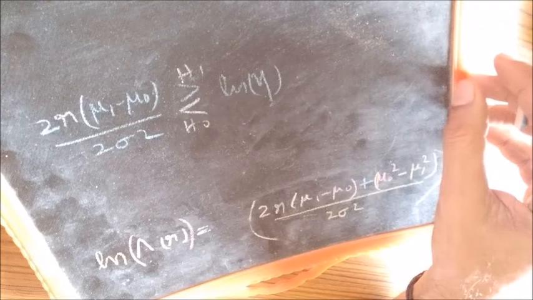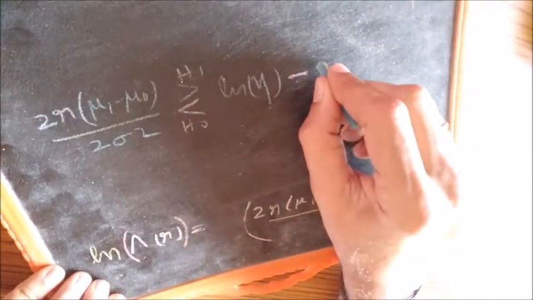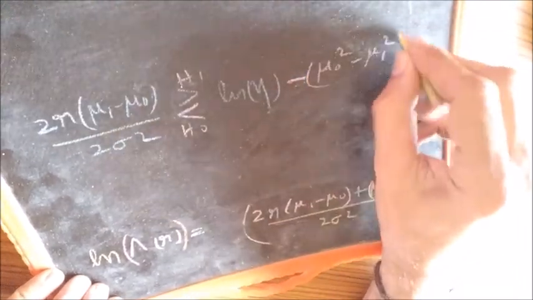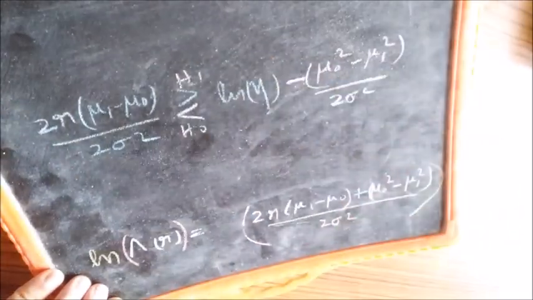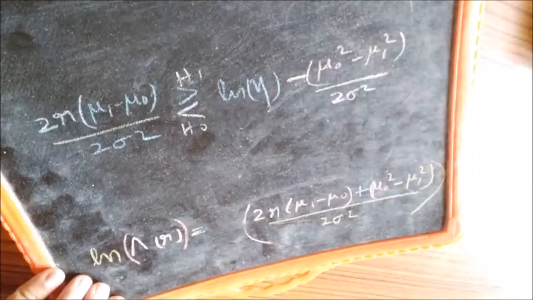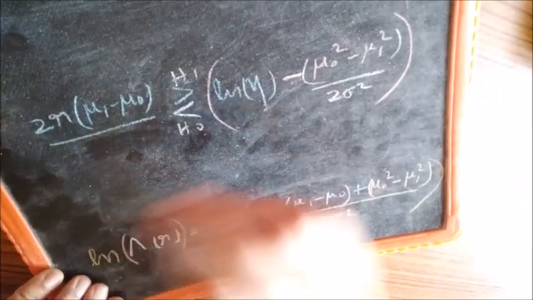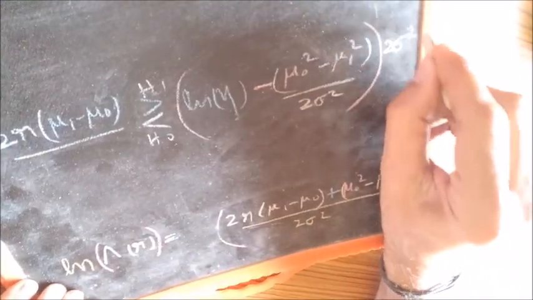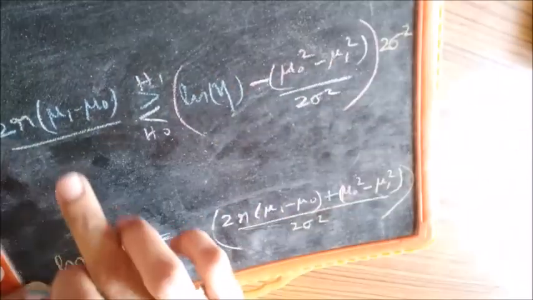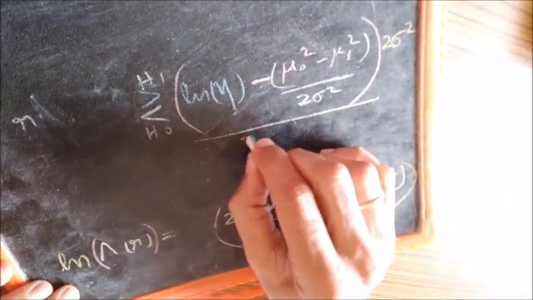so we took this term that we had here to the left, and we will get this, and we note that we can take 2 sigma square over here like this. We note that 2 sigma square can be taken over here like this, and then 2 mu1 minus mu naught can be brought here.